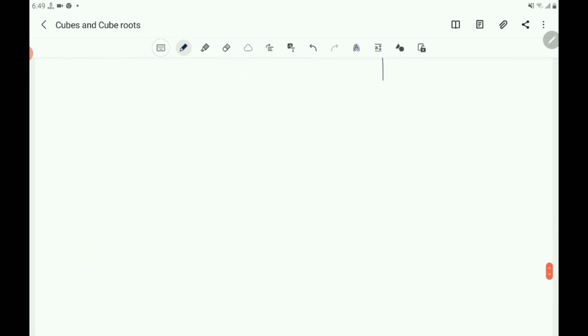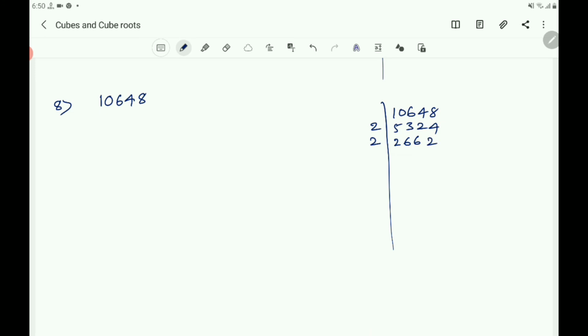Next you take the 8th one, 10,648. Find the prime factors here. You know that it is divisible by 2. Divide it by 2, 2 5s are 10, 2 3s are 6, 2 2s are 4, 2 4s are 8. Again it is divisible by 2, giving 2,662 and then 1,331. Again it is divisible by 2 once more.